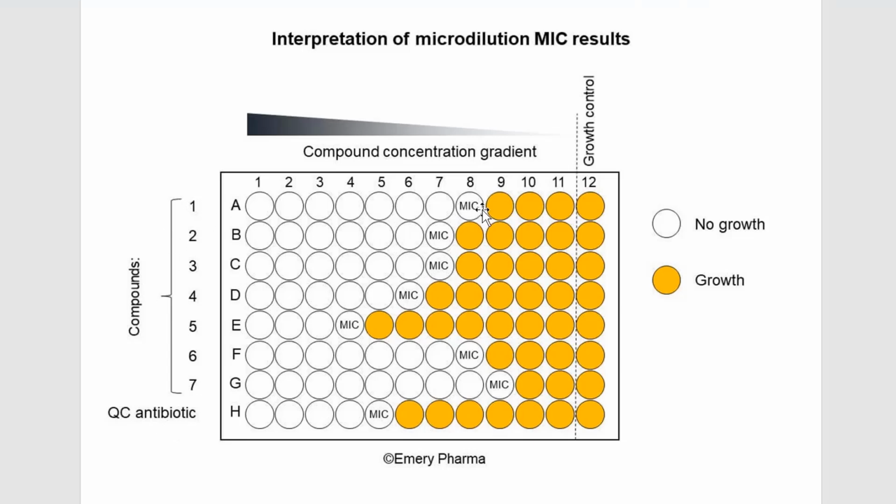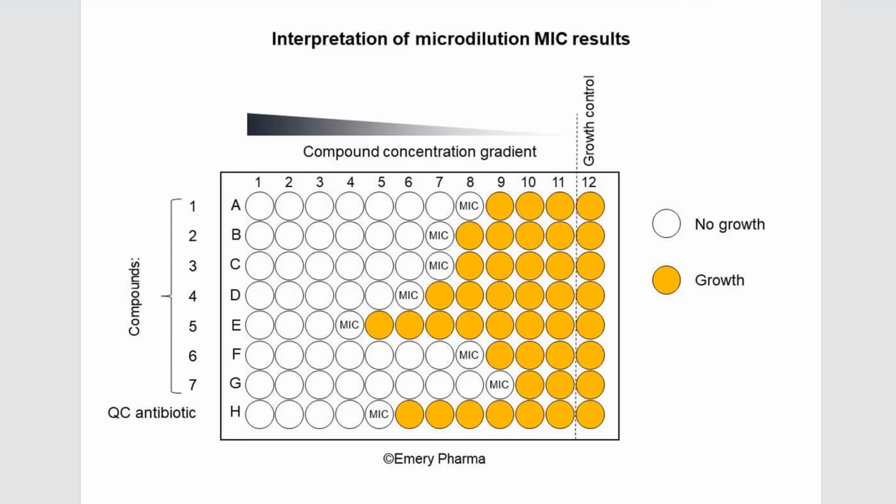Here you can see the growth has started from the ninth well, and thereafter there is growth. So the MIC for compound 1 will be the concentration at 8. Likewise, the MIC for compound 2 will be the well before the one from where the growth has started. Not the well from where the growth starts, but the previous one. For 2 and 3, they have the same MIC. For 4, the MIC is well number 6. Likewise, there are different MICs.